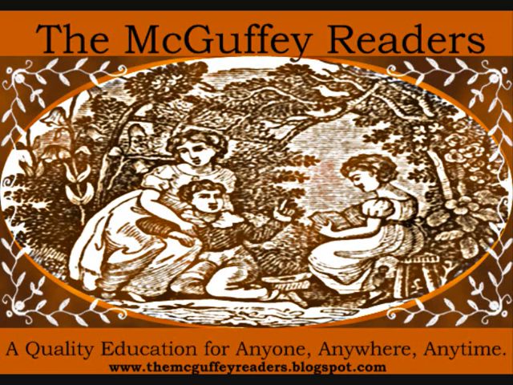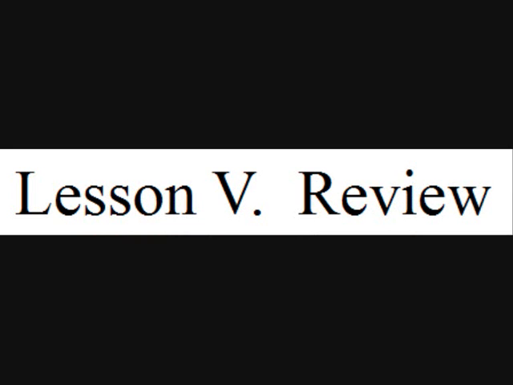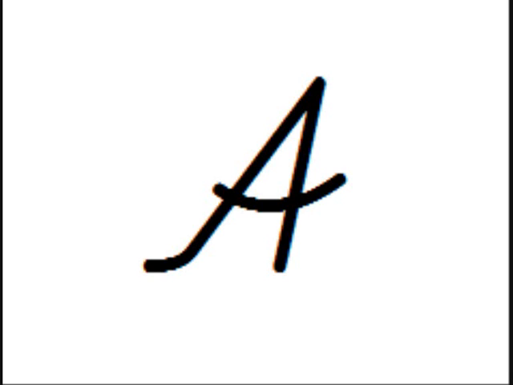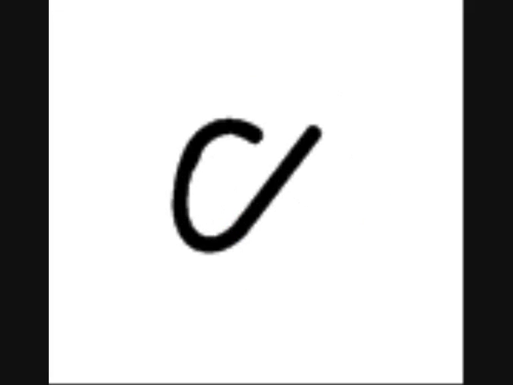This lesson is from the primer, and it's the McGuffey Reader series, number 5, lesson 5, review. Let's start with the capital A. A with the lowercase a, and the T, gives us at. Now the capital A was for a name, but at can go with k, the C, k, at, for cat. Do you remember cat?